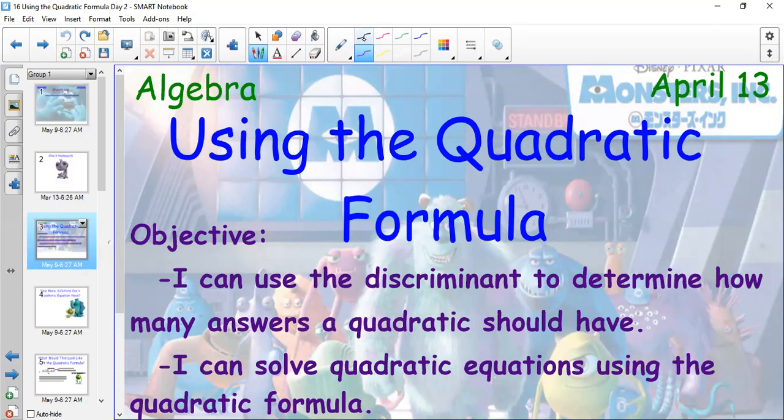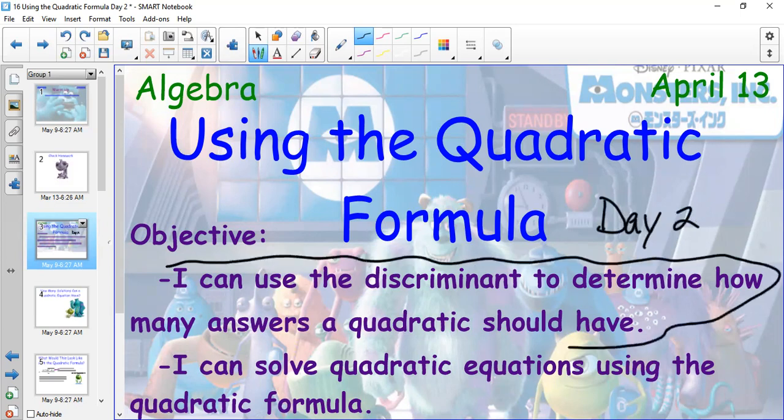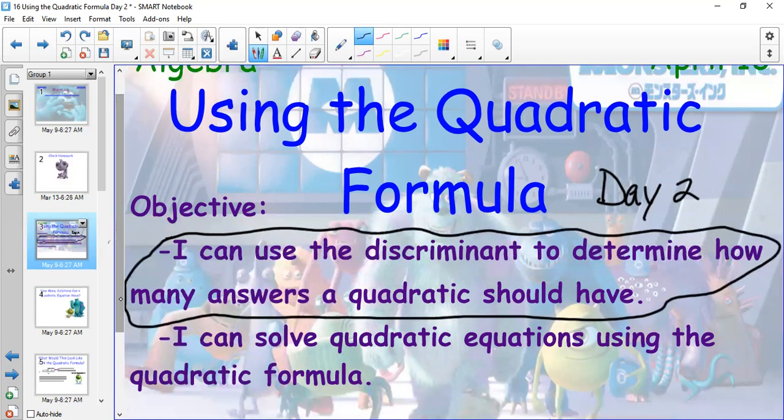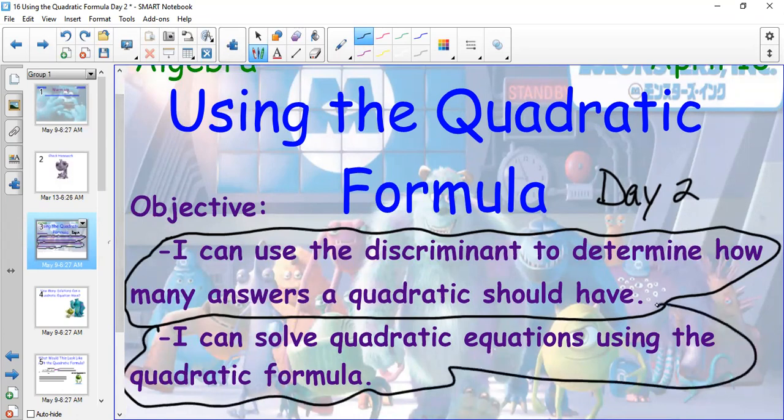We are going to continue talking about the quadratic formula. So this is technically day 2. And the two objectives that we're going to hit today are: what is a discriminant and how can it tell me how many answers a quadratic should have. And the second one, after I know how many answers it should have, I'm going to go ahead and solve it using the quadratic formula.